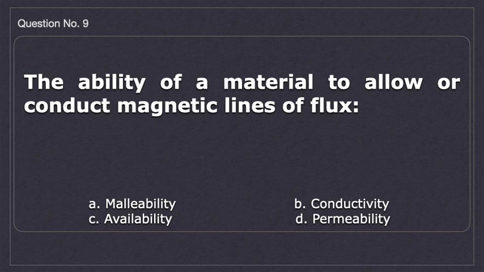Question number 9. The ability of a material to allow or conduct magnetic lines of flux. A. Malleability, B. Conductivity, C. Availability, D. Permeability. Answer, D. Permeability.